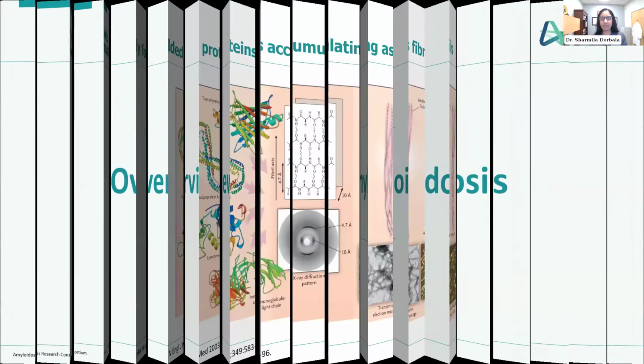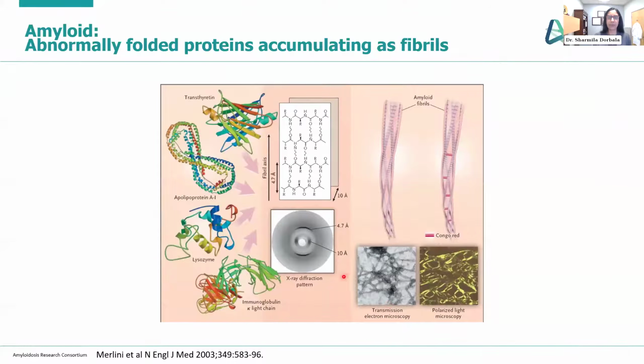So to start with, what is amyloidosis? This is a group of systemic disorders that are caused by proteins that are misfolded. A variety of proteins: transthyretin, apolipoprotein A1, lysozyme, immunoglobulin light chain, as well as a number of other proteins, can misfold and form these long non-branching fibrils. These fibrils can deposit in the various organs: the heart, the kidneys, the spleen, various other organs, causing organ dysfunction.